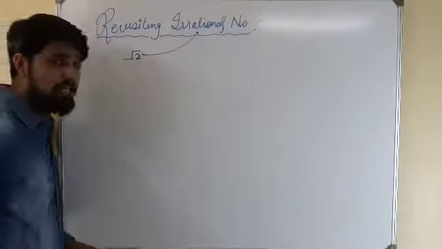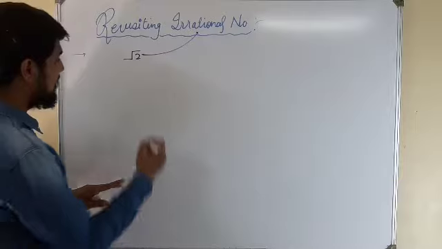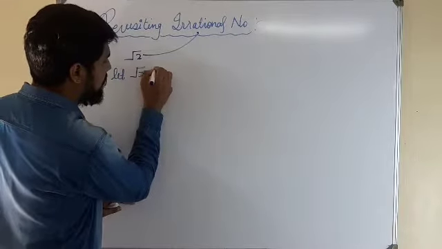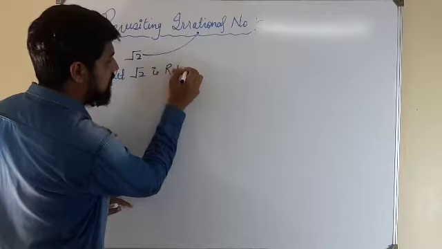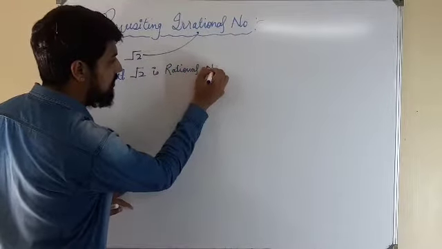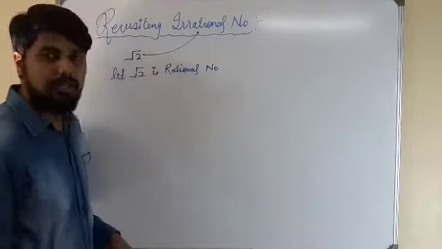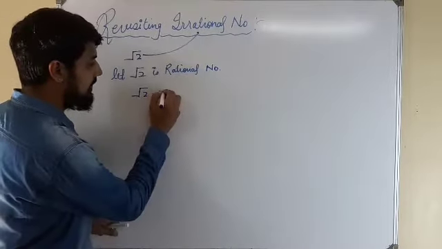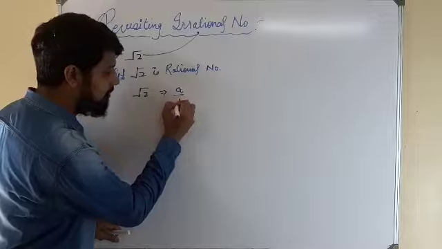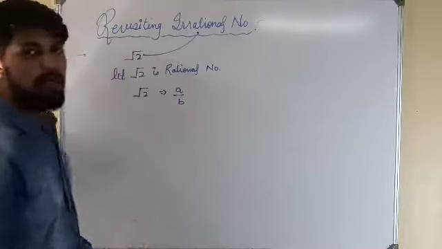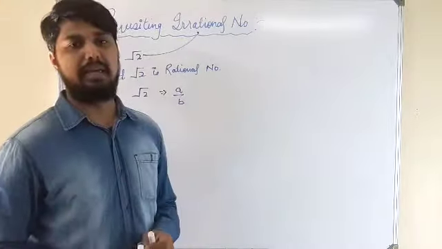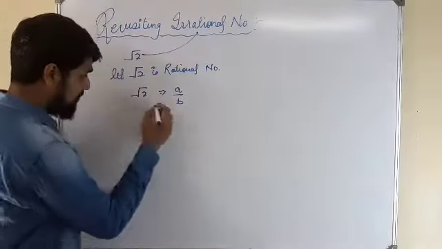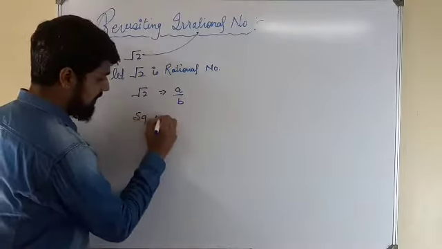Now root 2, as we know, is an irrational number, but I will assume that root 2 is a rational number. If root 2 is a rational number, then I can express this number as a upon b, because any rational number can be expressed in the form of p by q. Now I will do the squaring on both sides.